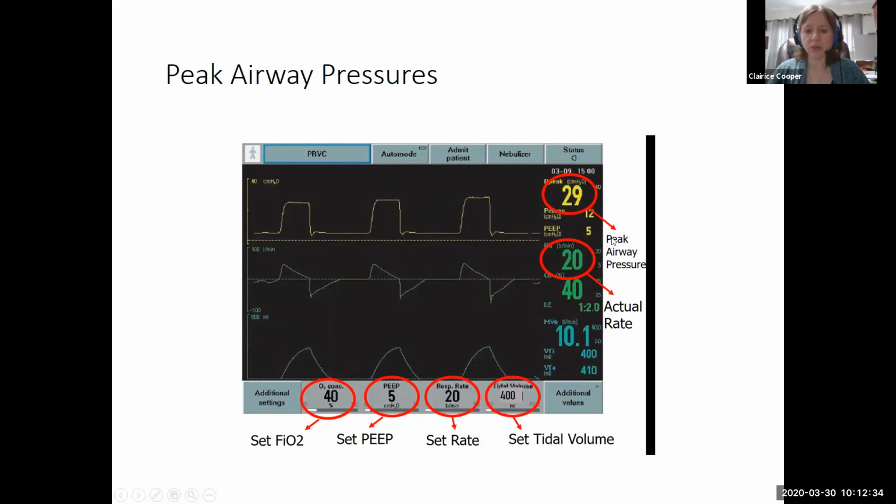Keep in mind that we're discussing volume control ventilation, where we are guaranteeing a minute ventilation. We are guaranteeing a particular tidal volume. However, each lung is going to be compliant. Each patient has different compliance of their lungs. And so at different points in their course, or different patients are going to require different amounts of pressure to get up to that tidal volume. And so the peak pressure represents the peak amount of pressure that the ventilator is providing to get to the tidal volume that you have set.